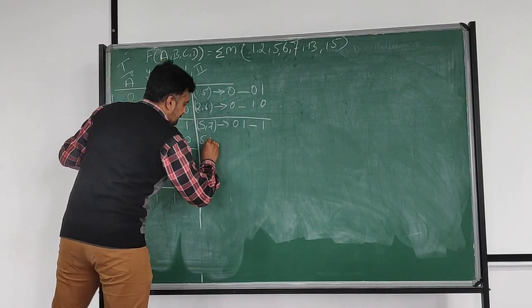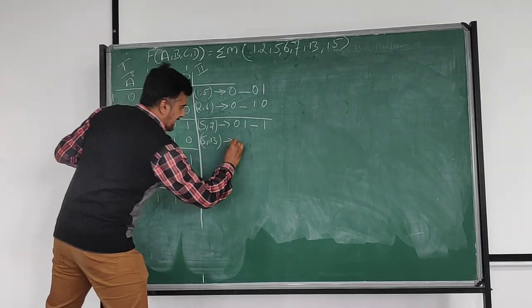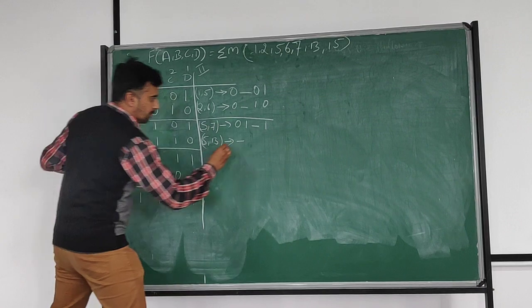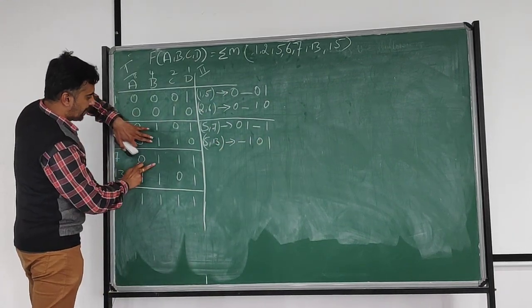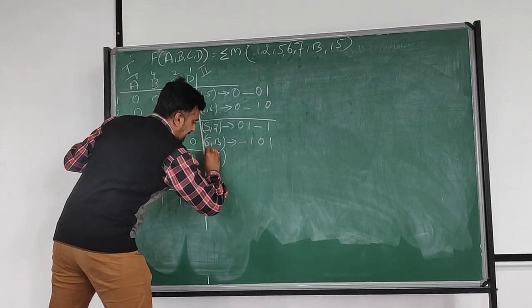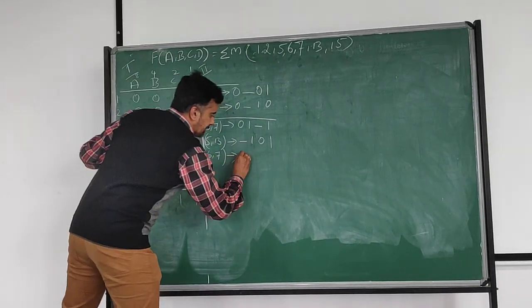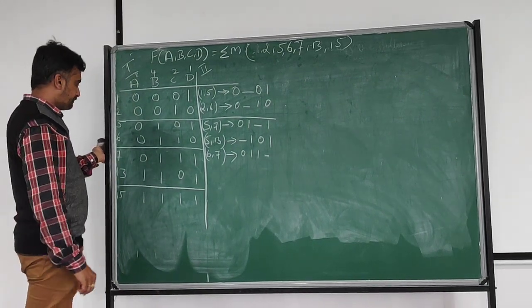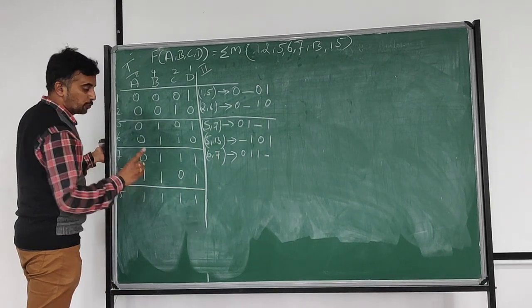So 5 13. See here 0 1 change, dash 1 1 0, 0 1 1 1 0 1. After 5 13, 6 7: 0 0 1 1, 1 1 0 1, available. So 6 7 is also available. 6 7 is 0 1 1 dash, 0 1 1 dash. Clear? After this 6 7, 6 13 is not available. 0 1 1 1, 1 1 0 2 dash is available.